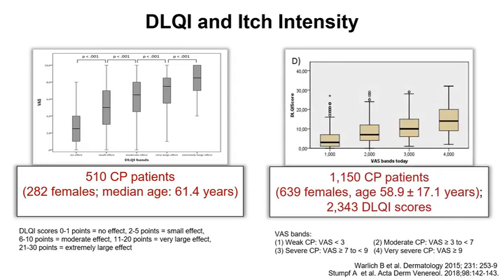Here we analyze over 1,100 patients with chronic pruritus, and here we analyze the bands of the visual analog scale for weak, moderate, severe, and very severe pruritus. And you see again here that the DLQI numbers are increasing. So this association seems to be true.